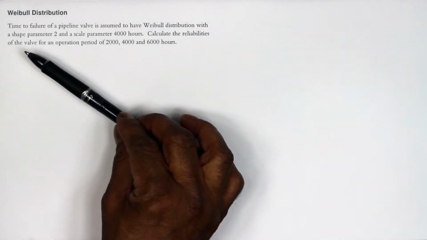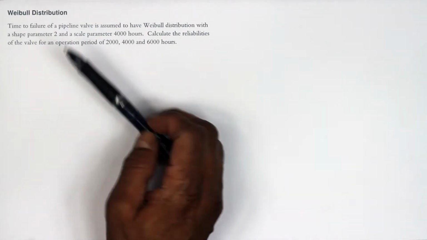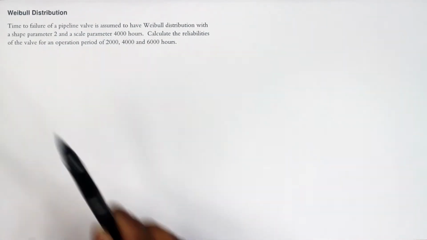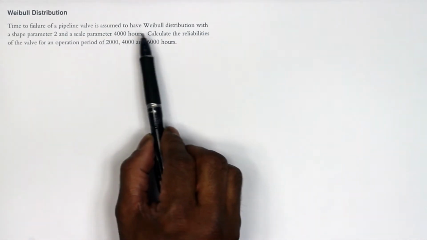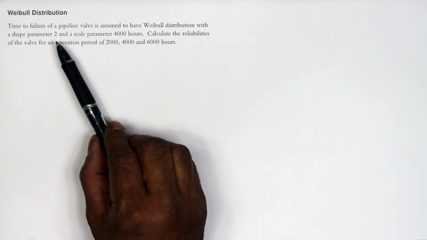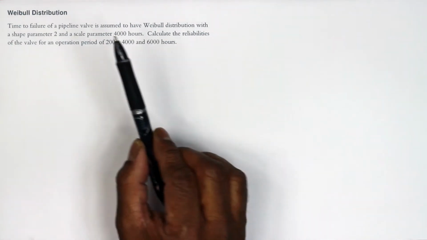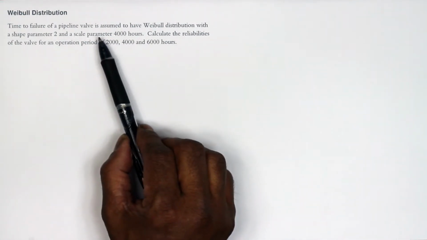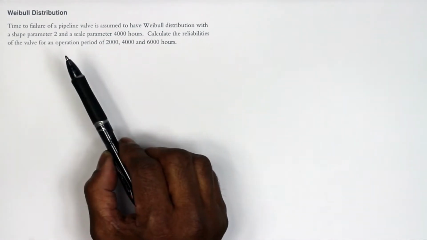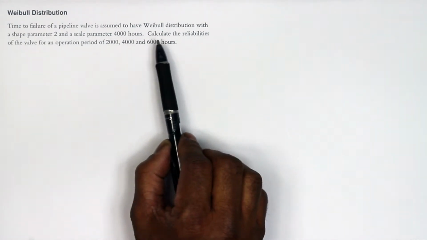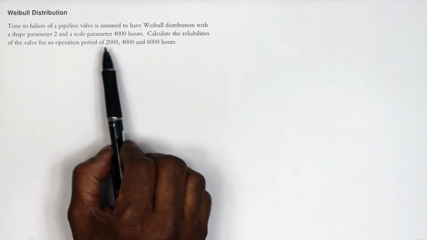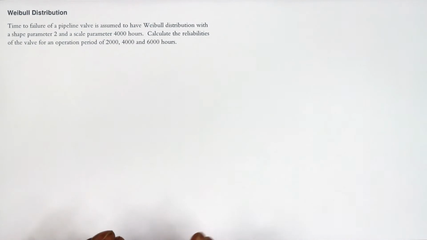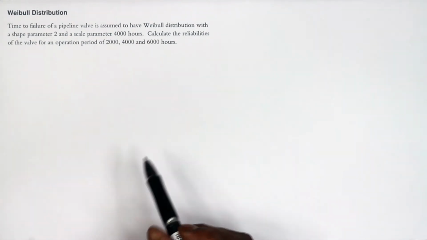Let us now look at some calculations with the Weibull distribution model. Example: the time to failure of a pipeline valve is assumed to have a Weibull distribution with a shape parameter of 2, that is beta, and a scale parameter of 4000 hours, that is alpha. Our goal is to calculate the reliabilities of the valve for an operation period of 2000, 4000 and 6000 hours. The idea is to see how reliability is changing with time.